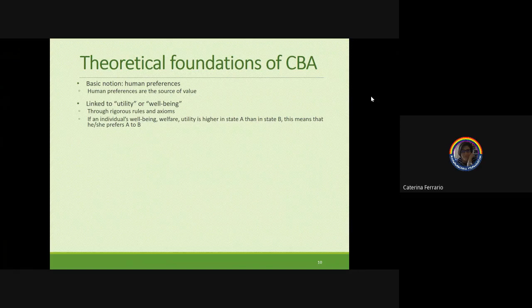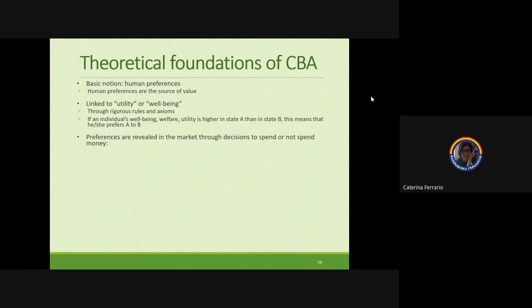And the objective of this is that if you have rigorous rules to determine the utility of individuals in different states, in different situations, then you can compare different situations, and you are always able to say which of the alternatives is best for the individual, for the society, for whatever stakeholder you are considering. When utility is higher in one state, then that's the preferred state.